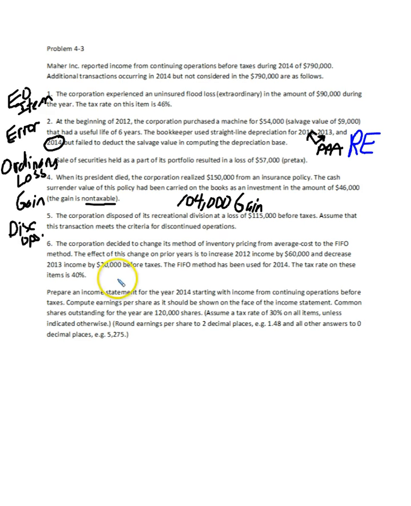And then lastly, number 6, we have a change in the way they're pricing their inventory. They're changing from average cost to FIFO. That's a change in accounting principle. So it looks like they've gone from an increase of 60 to a decrease of 20. That's going to be a net overall increase in income for those years of $40,000.